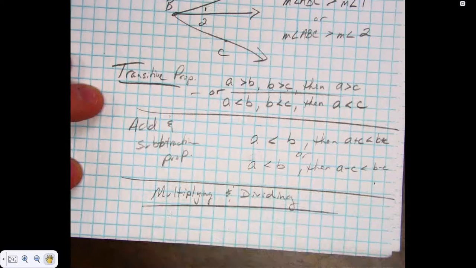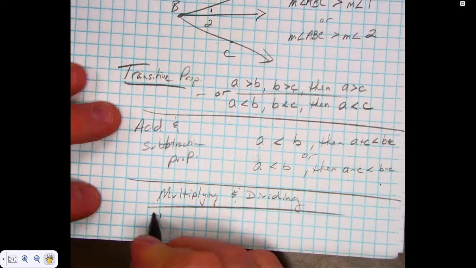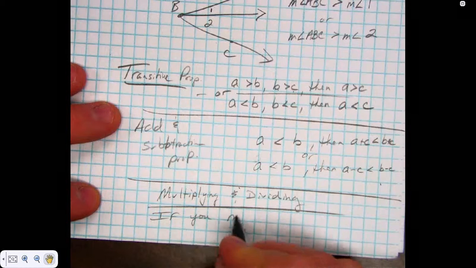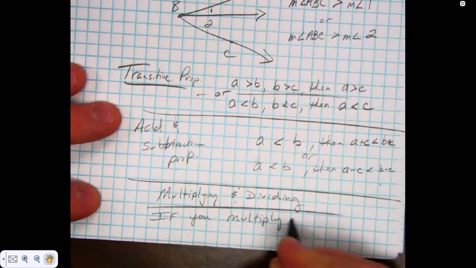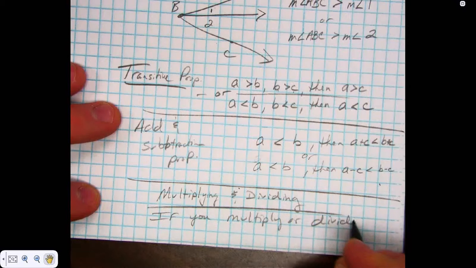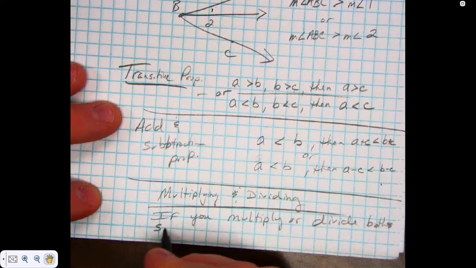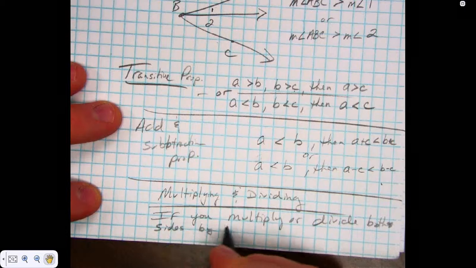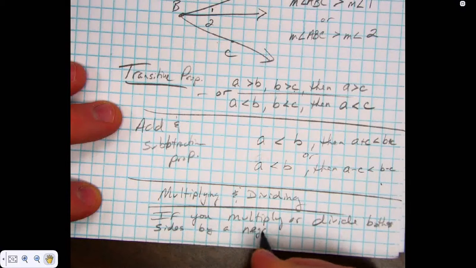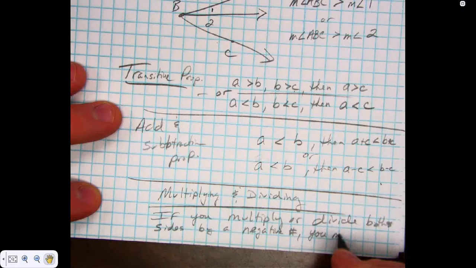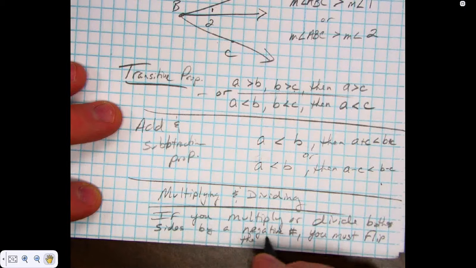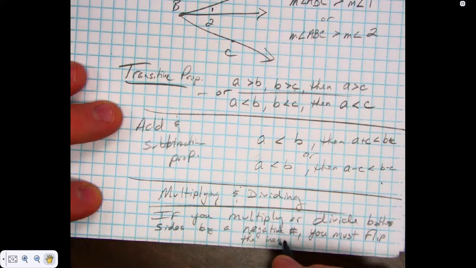Multiplying and dividing, this is where the difference is. If you multiply or divide both sides by a negative number, what must you do? You must what? Flip the inequality sign.